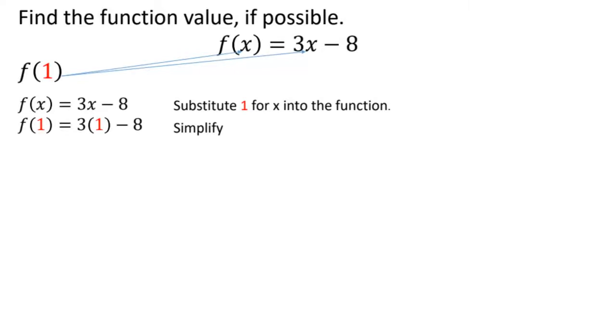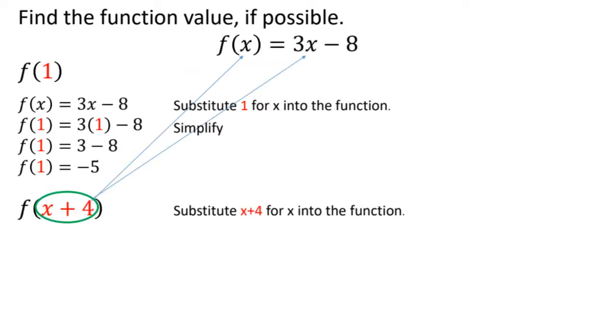f of 1 is equal to 3 times 1 minus 8. Let's go ahead and simplify. 3 times 1 is 3, and 3 minus 8 is -5. So when my input value was 1 for the function, my y value, or my output, was -5.